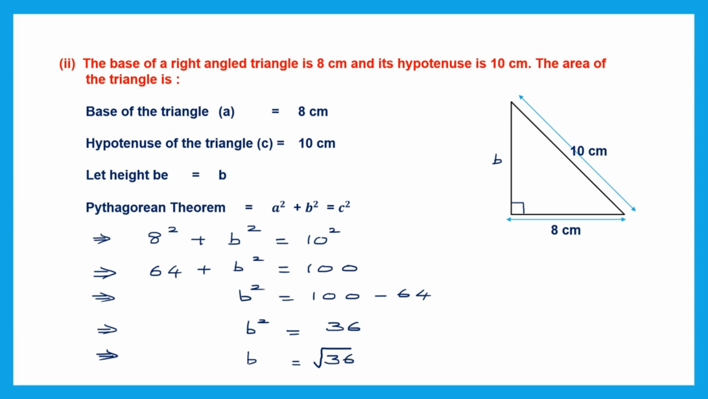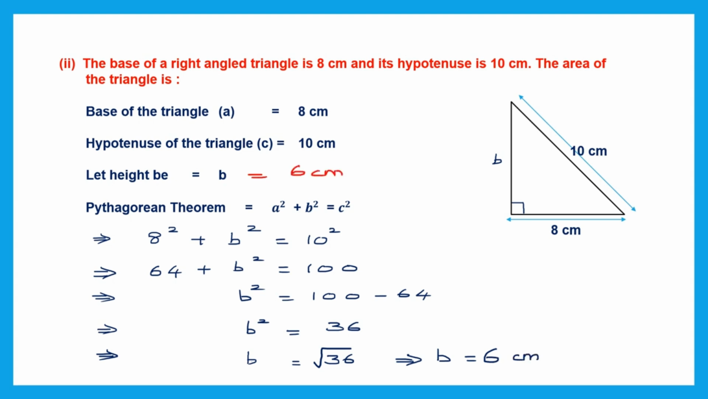So b is the square root of 36. And what is the square root of 36? What is the number that will multiply by itself to give you 36? The number is 6. So the square root of 36 is 6. So B is equal to 6 centimeters. So now we have found the height. So height we have found, let's write it here. The height is 6 centimeters.